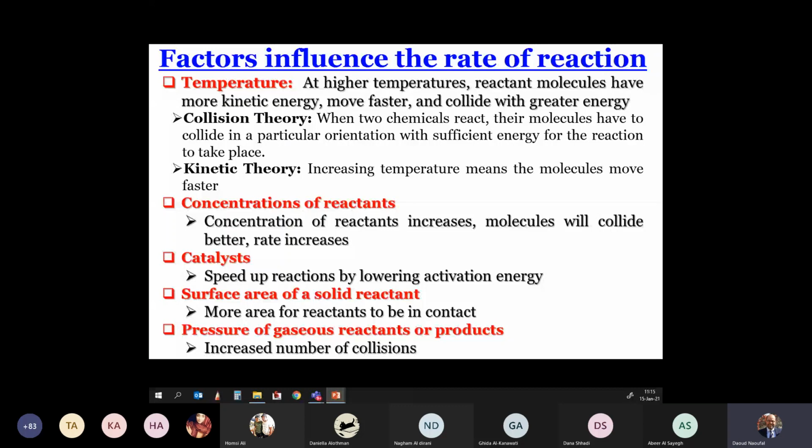the rate of the reaction will increase. So as a conclusion, the factors that affect the rate of the reaction are: temperature increases, rate increases. Initial concentration of the reactants increases, rate increases. Adding catalyst, rate increases. Increasing the surface area of reactants will increase the rate. And if you have gases in your reaction, increasing the pressure will increase the rate of the reaction.